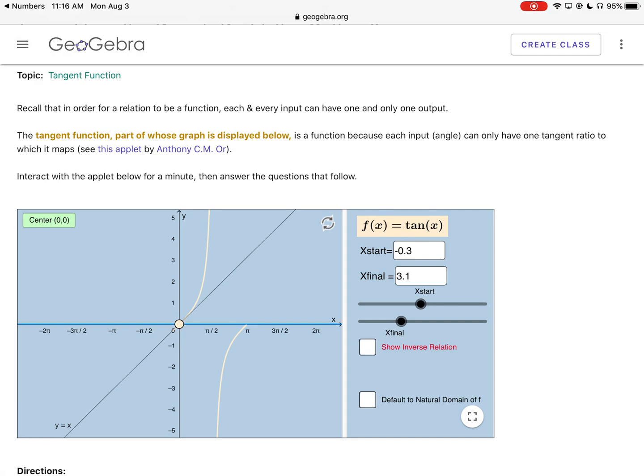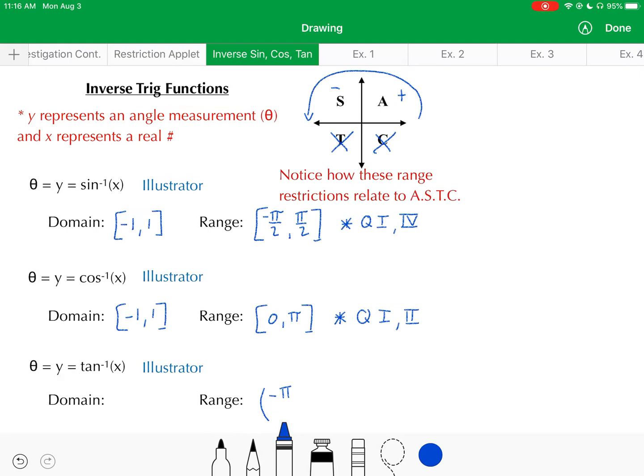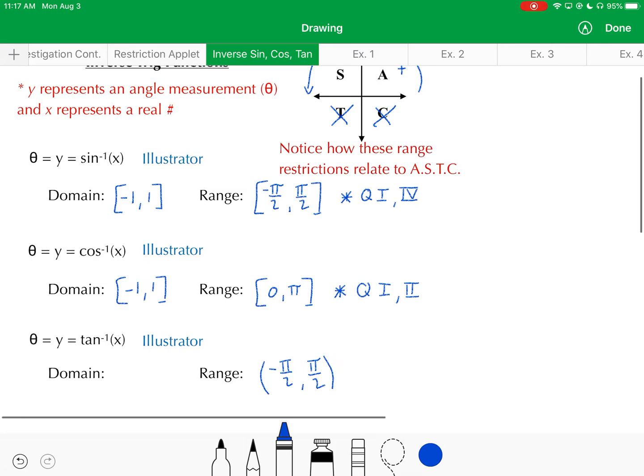So instead of restricting the domain from 0 to pi, we actually restrict it from negative pi over 2 to positive pi over 2, okay? And notice that makes the inverse a continuous function, all right? So the range restriction for inverse tangent is the same as it is for inverse sine, with one exception. This time, you cannot include negative pi over 2 and positive pi over 2 because you have asymptotes occurring on the tangent function at those values, okay?